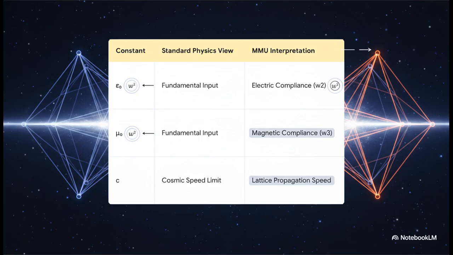Epsilon 0 becomes the electric compliance of that W2 mode. Mu 0 becomes the magnetic compliance of the W3 mode. And the speed of light, see? It's no longer some cosmic speed limit. It's the intrinsic speed of this coupled deformation through the spacetime lattice. They're not axioms, they're outcomes.